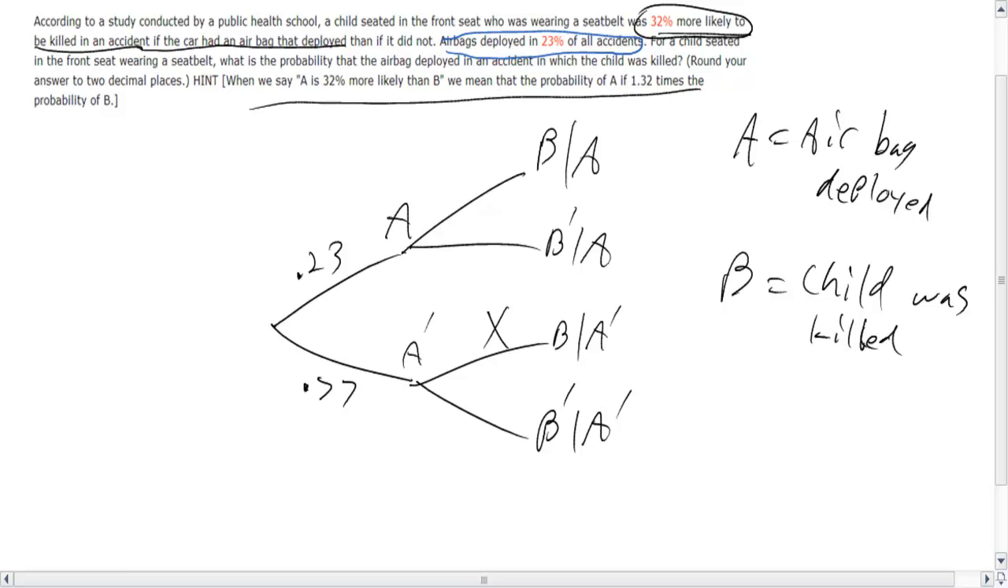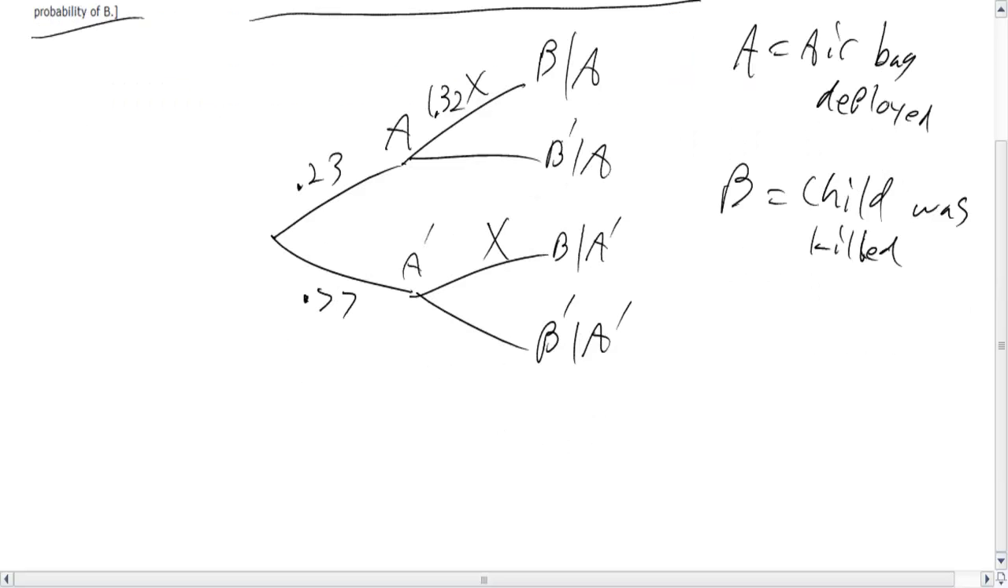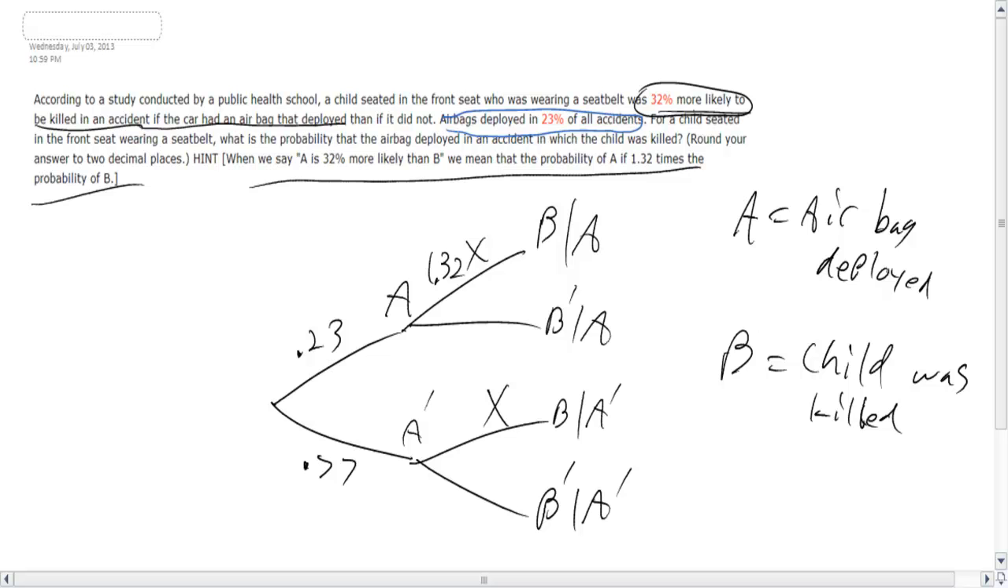And this is what the hint they're giving you down here is telling you. It's just whatever this is, how would we add on 32% more? Well, you multiply by 1.32. The 1 stands for the original 100%, then the 0.32 would be adding on an additional 32%. So when you multiply that by X, whatever X happened to be for the likelihood of a child being killed if the airbag did not deploy, this is going to be 32% more. So there's your setup. And we don't need to worry about the situations where the child was not killed because they didn't ask.